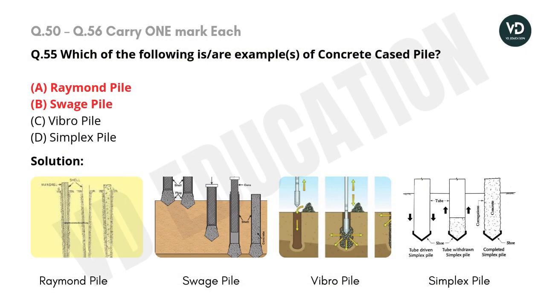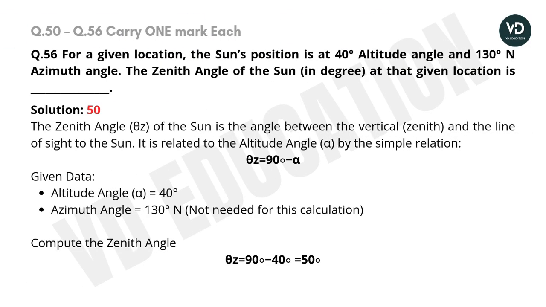Question number 55. Which of the following is an example of a concrete cast pile? Options they have provided: Raymond pile, Franki pile, vibro pile, simplex pile. The correct options are A and B. This question is an MSQ type question, so we need to select one or more options for the correct answer.